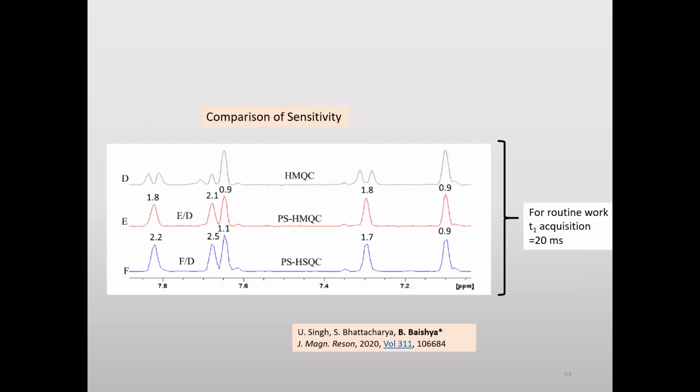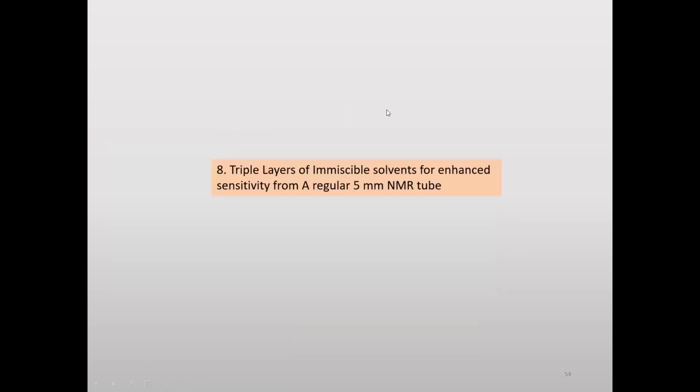Next, here is a comparison of the sensitivity of all three experiments. You can see that the regular HMQC gives multiplets, and the pure shift HMQC gives singlets in the middle, with enhancement factors of 1.8 and 2.1 compared to the regular HMQC. Pure shift HSQC provides enhancement factors of 2.2 and 2.5 for the signals. For routine work with T1 acquisition times, pure shift HMQC and pure shift HSQC have the same sensitivity and resolution, as you can see from the comparison of the enhancement factors.